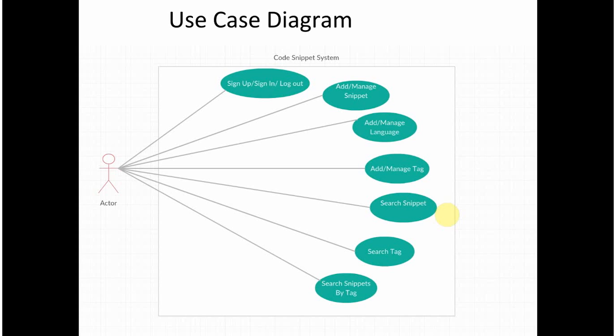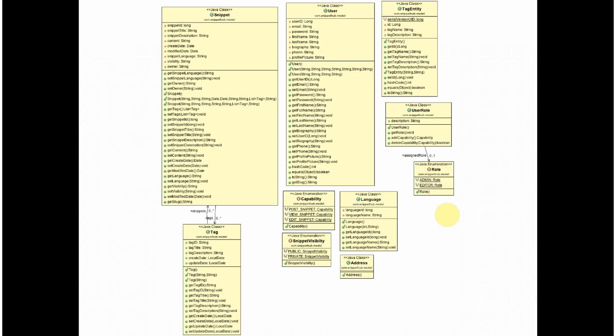This is our use case diagram. An actor interacts with our system using these modules. We have the registration or sign up module, a manage snippet module, managing language module, managing tags module, search snippet module, search tags module, search snippets by tag module, and this is our class diagram. The class diagram consists of snippet, user, tag entity, tag, capability, language, and roles.